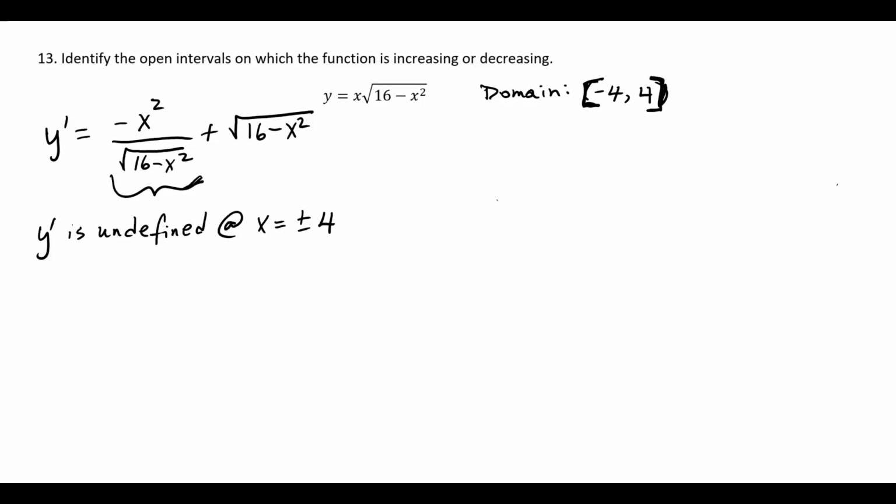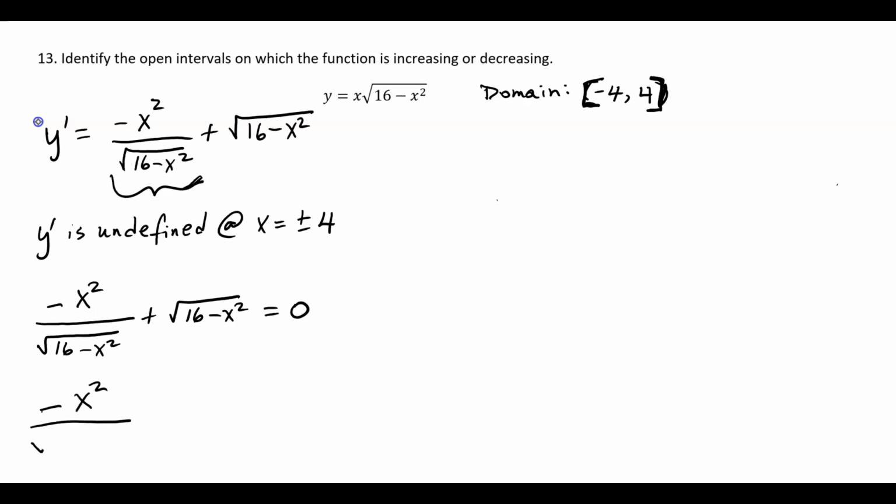In addition to this, we need to find out where the derivative is equal to 0. So we're going to solve negative x squared over the square root of 16 minus x squared plus the square root of 16 minus x squared equals 0. First thing that comes to mind is to isolate the radicals. So I'm going to subtract the square root of 16 minus x squared on both sides. I end up with negative x squared over the square root of 16 minus x squared equals negative the square root of 16 minus x squared.